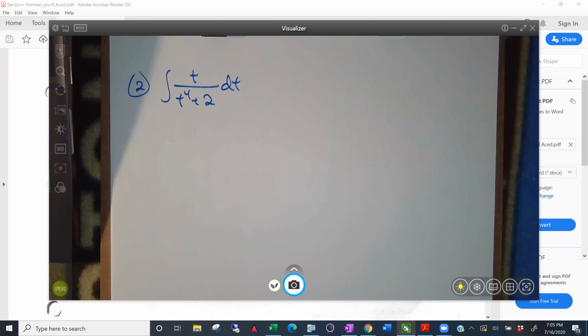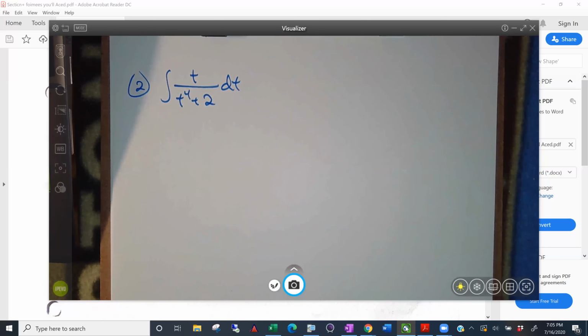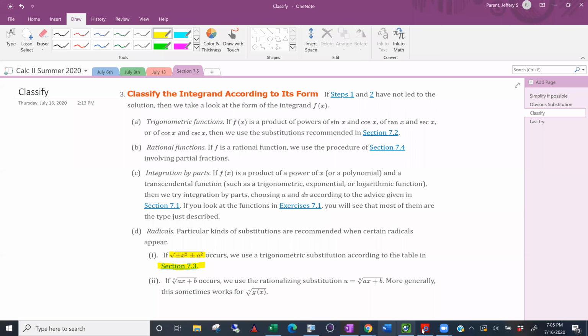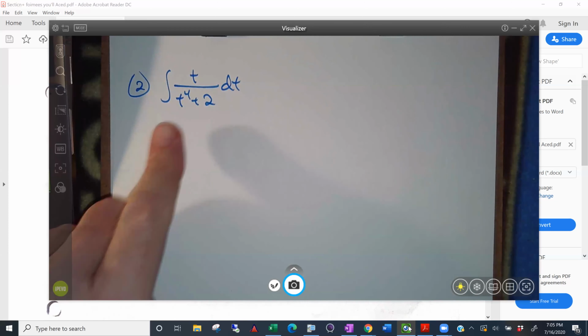Now that one looks pretty familiar. In fact, it's close to something that we've seen just a little bit ago. I showed you this one right here, the arctangent. I'll have a constant squared plus a u squared, and that turns into 1/a times the inverse tangent of u/a. So I've got to see if I can make it look like that. The problem that I'm facing though is that I've got a t to the 4th.